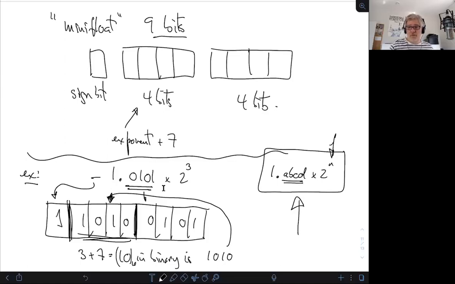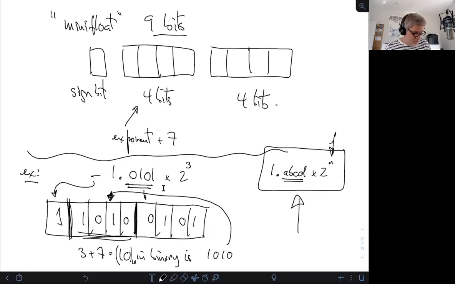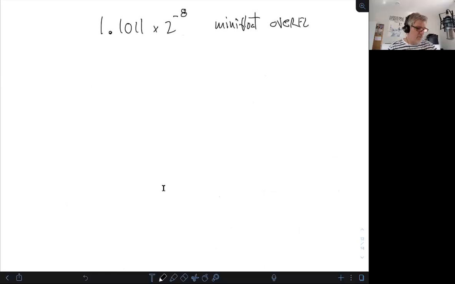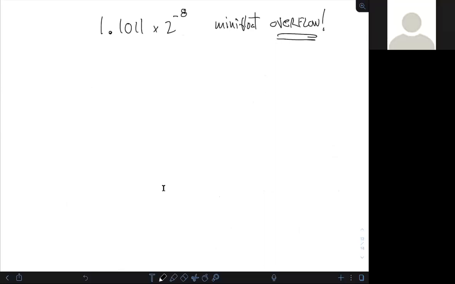You'd get an overflow if a machine was using mini float. So let's say I have 1.1011 times 2 power -8. Let's say this is the number you want to put in memory. In mini float, you're going to get overflow. That would have to be in 32 bits, though. Yes, exactly. You need more data. On 32 bits, there's no problem. You can write that.